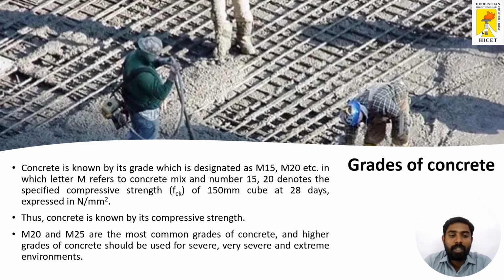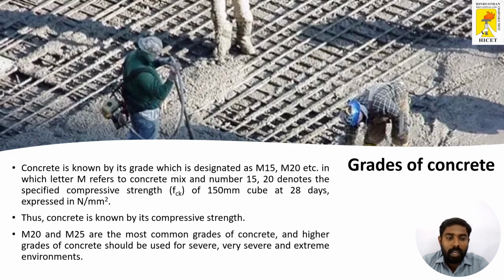The concrete is known by its grade when it is designated as M15, M20, etc., in which the letter M refers to the concrete mix and the number 15, 20 denotes the specified compressive strength, that is, the characteristic compressive strength of the concrete of a 150 mm cube at 28 days, and it is expressed in Newton per mm square. Thus, the concrete is known by its compressive strength.